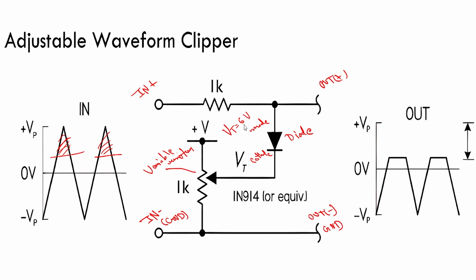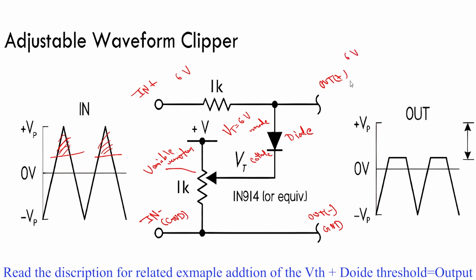So what will happen if a signal is coming from here to here, which is 6 volt? The output will be the same 6 volt. If this signal is a 6 volt input signal, the output will be 6 volt. If the signal is 7 volt, and this is set for a threshold of 6 volt, the output will come out as 6 volt.